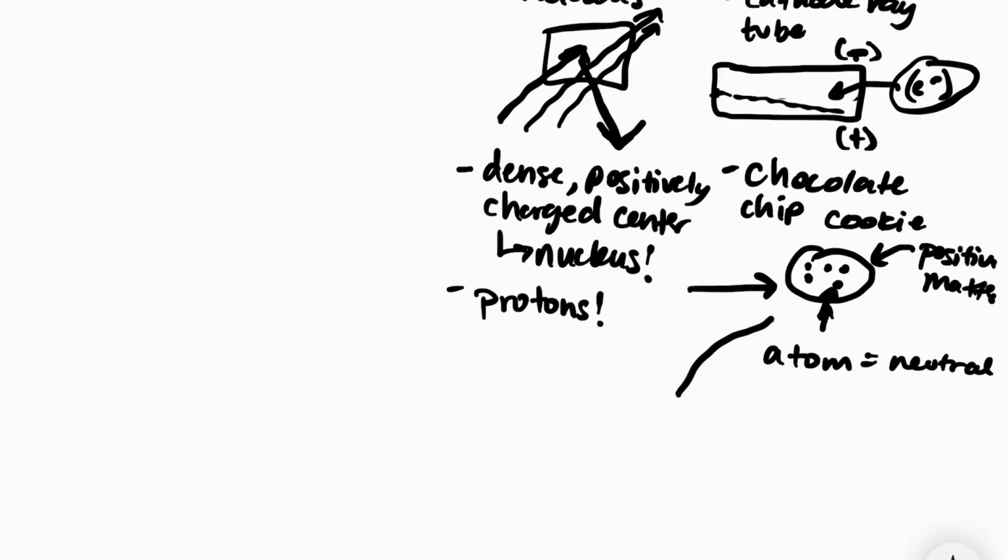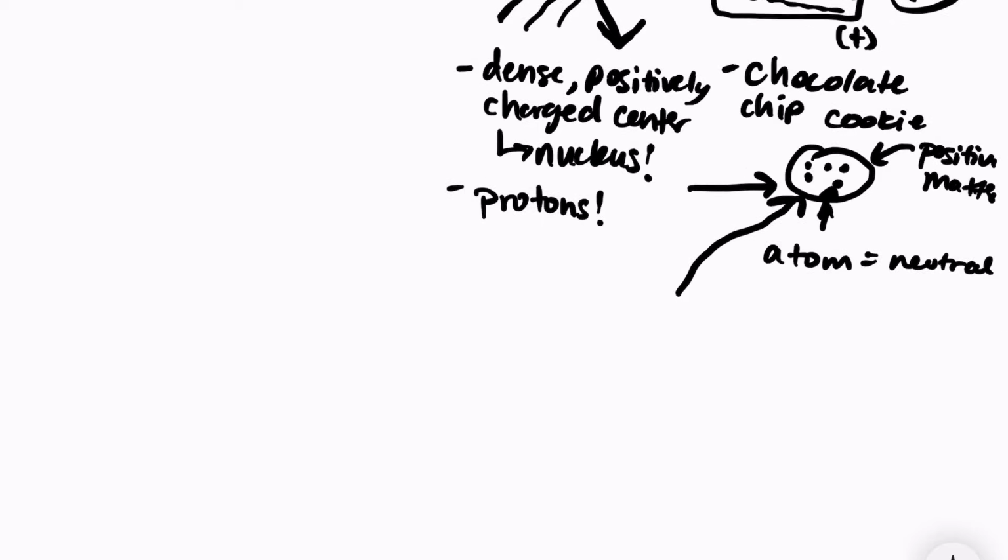Instead of the model looking like a chocolate chip cookie, his model had a center, the nucleus, and most of the atom was made up of empty space. And Rutherford didn't really account for the electrons in his model. What he focused on were the protons and the nucleus. So the nucleus was filled with positively charged protons, and most of the atom was empty space.